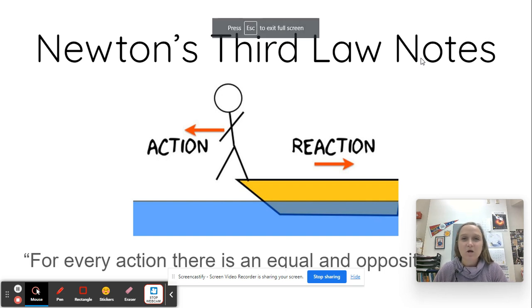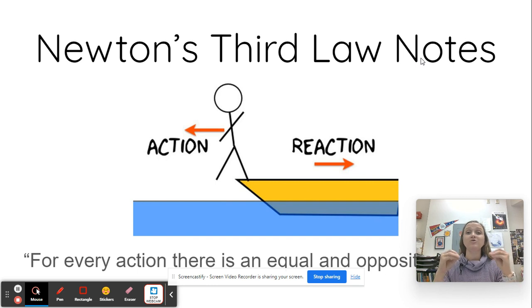Hello guys, we are going to talk about Newton's third law. Specifically within this video, we're going to talk about how to identify paired or action and reaction forces. Newton's third law is the idea that for every action, there's an equal and opposite reaction.